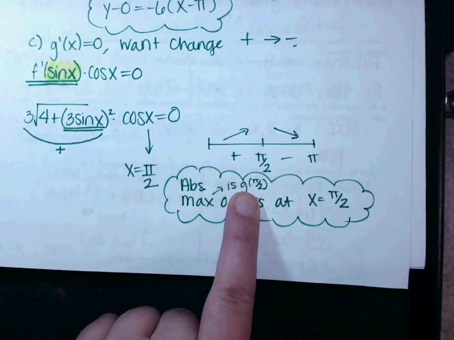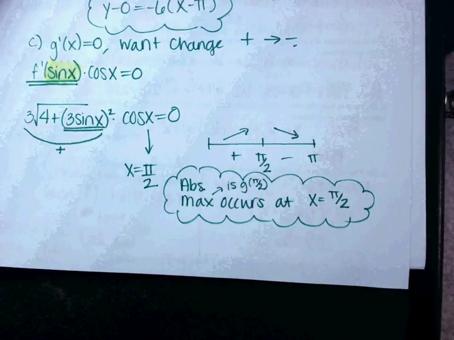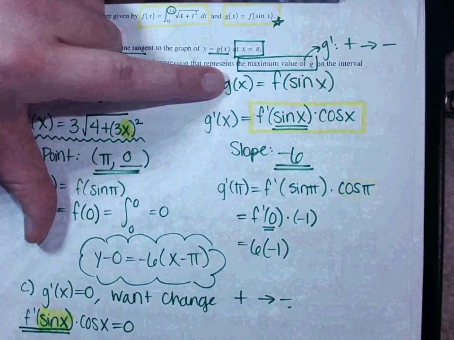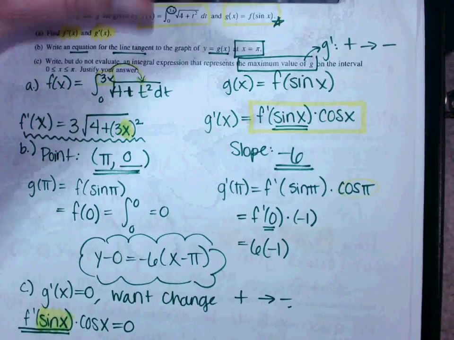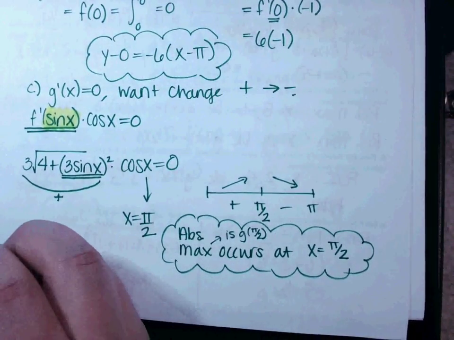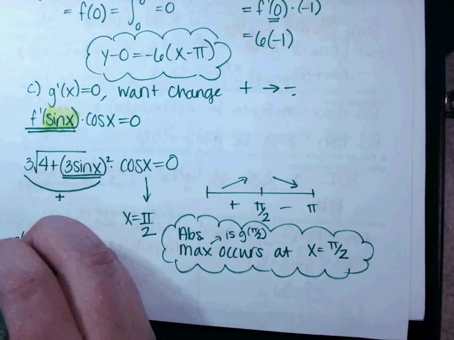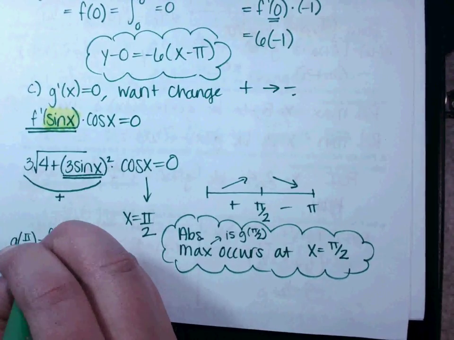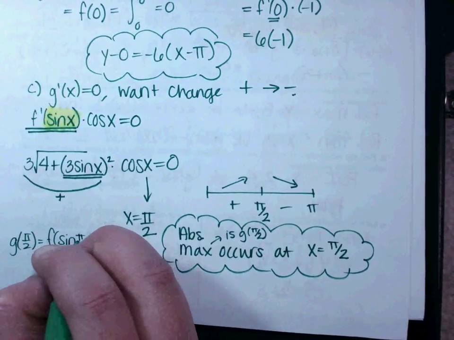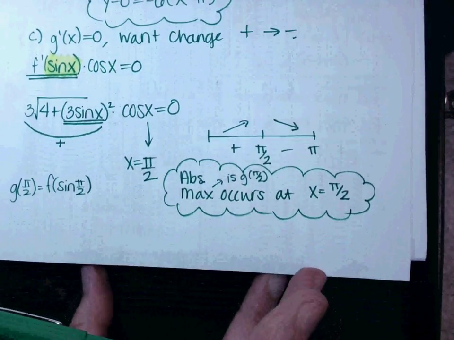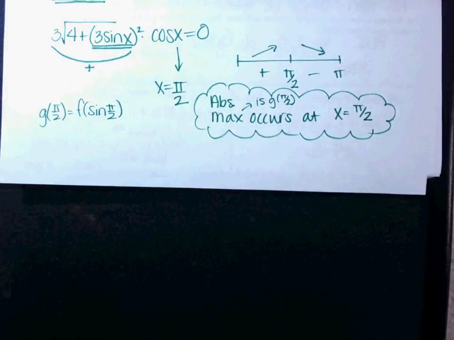So let's do that. Okay, look back up at your original. G is f of sine x. See it right here? So g of pi halves would be f of sine pi halves. What is f of sine pi halves the same as? What is sine pi halves?